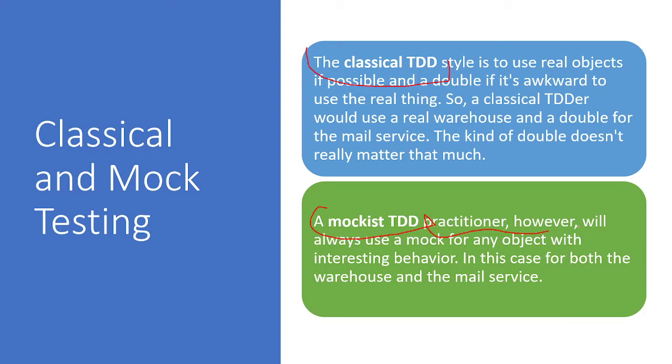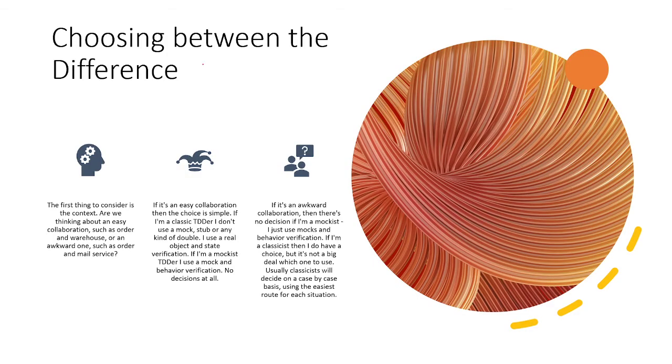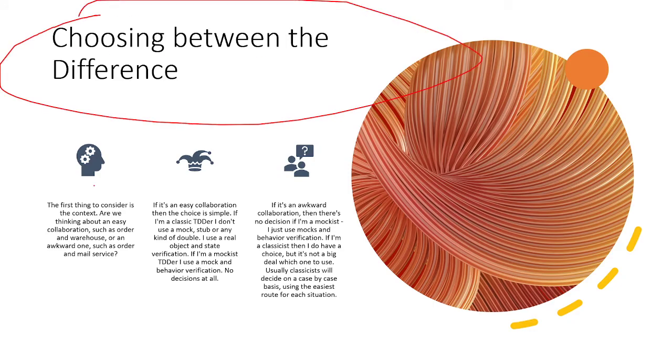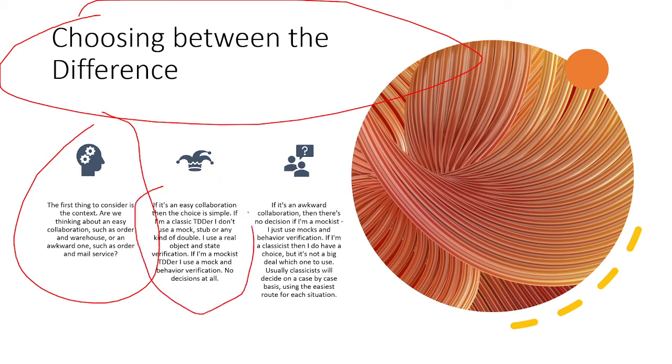They'll always use interesting behavior. In this case, they're both warehouses and mail services. So now, choosing between the difference, the first thing to consider is the context, right? What are we talking about? What kind of thing? Is it a warehouse, an awkward one, such as order, mail service? If it's easy collaboration, then the choice is simple.